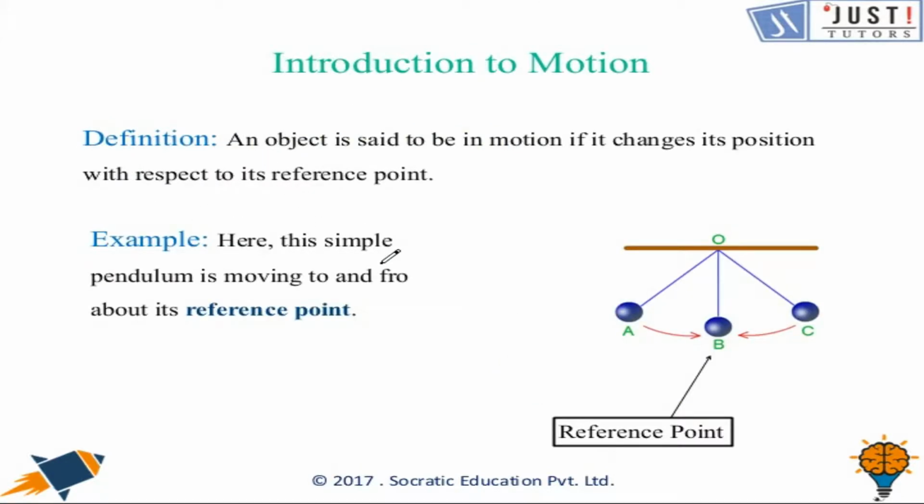Introduction. So the process of an object moving or changing place or even just changing position is motion of an object. It is a manner in which an object moves. So we can define it as, an object is said to be in motion if it changes its position with respect to its reference point. Now, what is reference point? Let's have a look at this example.